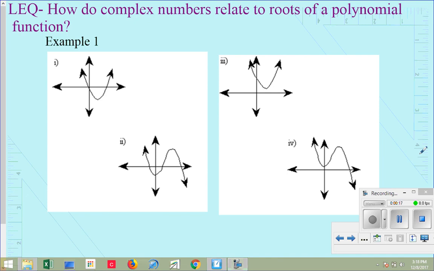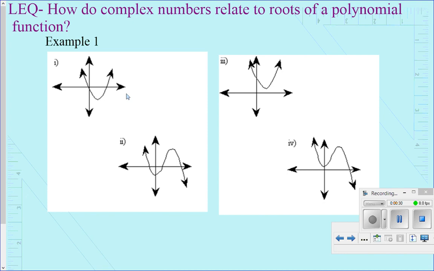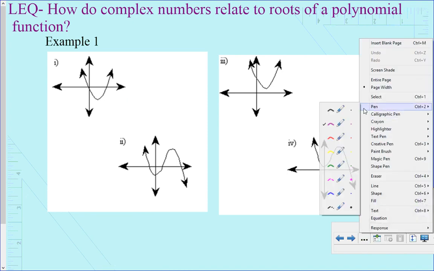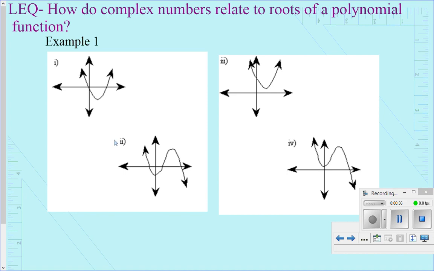So the directions here were to state the number of zeros or roots. So if I look here, that means how many times is this graph crossing the x-axis? So I can see 2 roots, which means I can see it crossing the x-axis twice, which means there are 2 real roots. On the other hand, number 2, I see crossing 3 times, so 3 real roots.